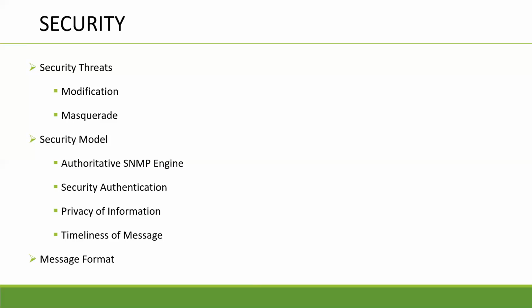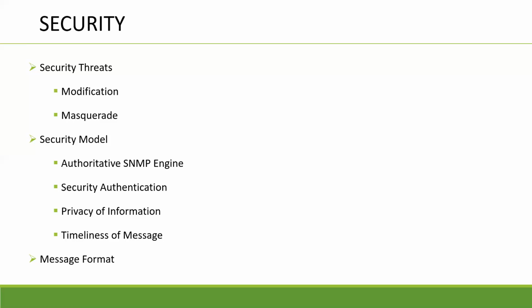Under that, the classification is in 3 headings. First one, security threats, then security model, and then message format. Security threats are identified with the help of modification and masquerade. Under the heading of security model, there are 4 subclassifications: authoritative SNMP engine, security authentication, privacy of information, and timeliness of messages. Finally, message format. One by one we are going to see them here.